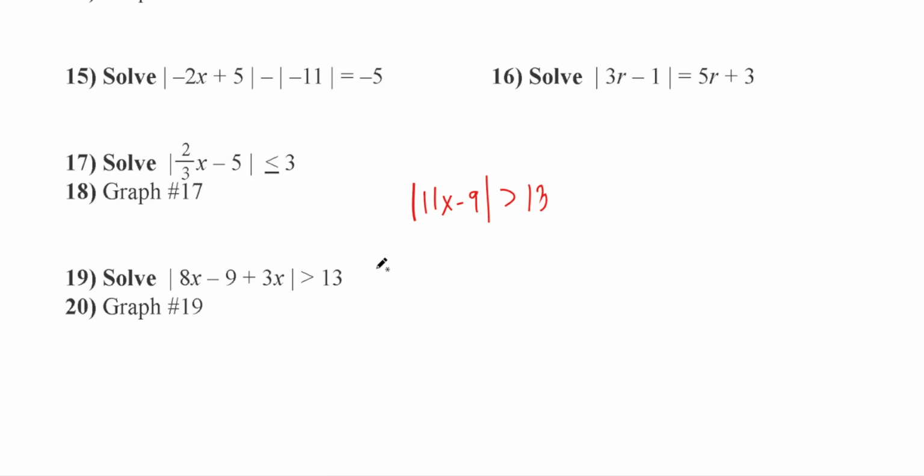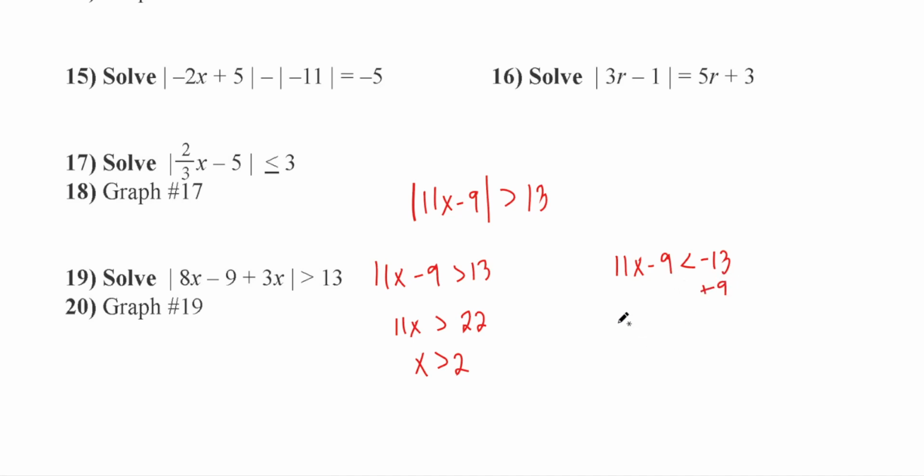All right, so what do you do with this? Write it twice. First one, just keep exactly the same. Just get rid of the absolute value. And then what do we do for the next one? Change the inequality and then make that a negative. All right, do the work. Plus 9, what's that? 22. You remember this one? Okay. 11 divide. So x is greater than what? 2, right?